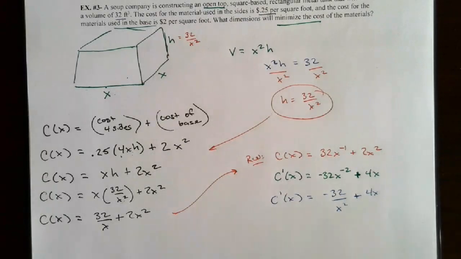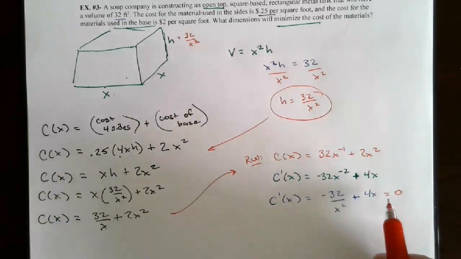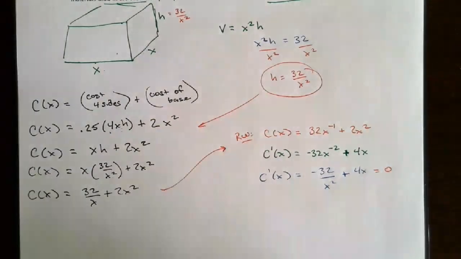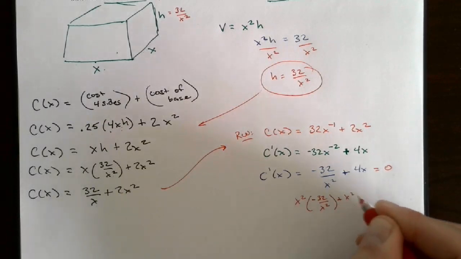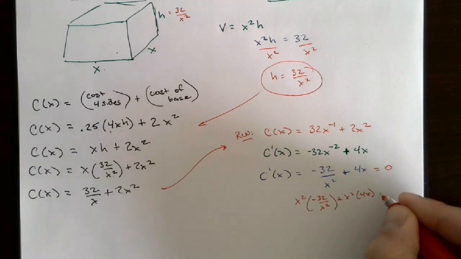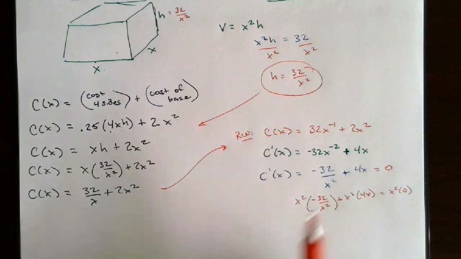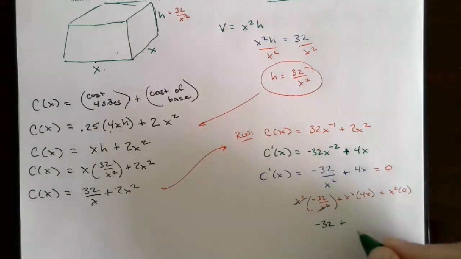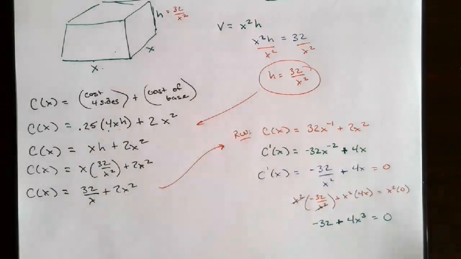If I set this equal to 0 and solve, the first thing I want to do is multiply through by an x squared on each side. This way I can clear fractions. So I'm multiplying x squared times negative 32 over x squared plus x squared times 4x equals x squared times 0. What I'm really doing here is multiplying each side by x squared to clear fractions, multiplying by the LCD, remember. And the reason we're doing this is so we can work with this a little easier. So the x squareds cancel here. I got negative 32 plus x squared times 4x is 4x to the third power. And this is equal to 0 times x squared, which is still just 0.